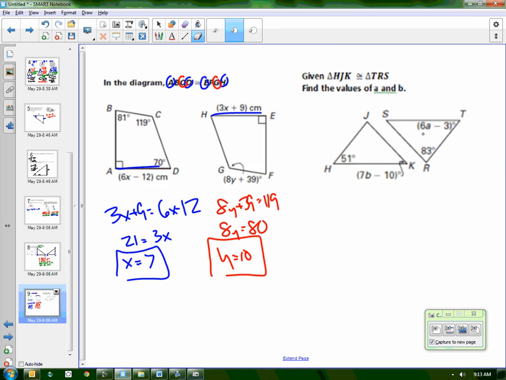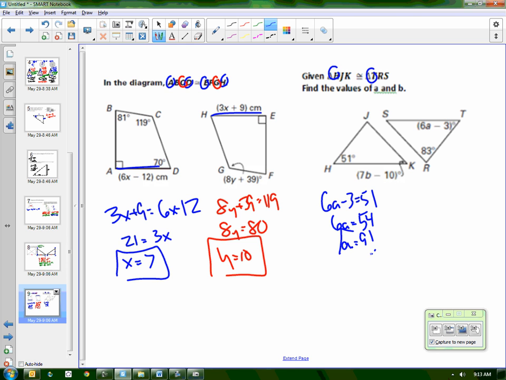This one's very similar, but I think what I'm going to do is first figure out what H corresponds to. H corresponds with T. If H and T correspond, I can set those equal. 6a minus 3 equals 51. So 6a is 54, which means a is 9. I did that right off the bat. I think I'm going to need to do something else, though. What's S correspond to? S corresponds with K.